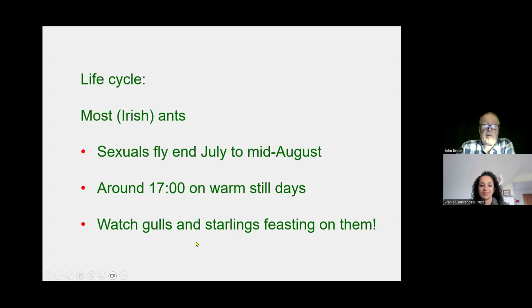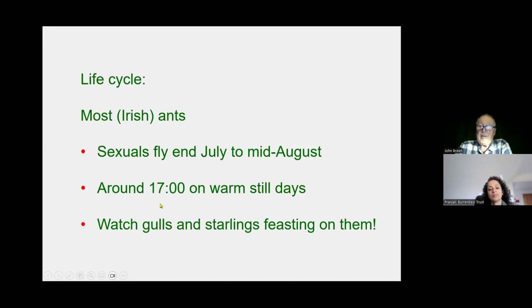And people try to correct me sometimes. They say, no, you were wrong, it was the 21st. But it's around then is when you expect. And it's usually around 5 o'clock when most of the species fly. Now, there are exceptions, including those wood ants. The wood ants, for example, fly at 8 or 9 o'clock in the morning.